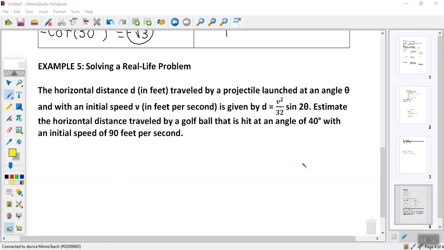It says the horizontal distance d in feet traveled by a projectile launched at an angle of theta, with an initial velocity or initial speed v in feet per second, is given by d, the number of feet, equals v squared, or feet per second squared, over 32 times the sine of 2 times theta, where theta is going to be some angle. So it says estimate the horizontal distance traveled by a golf ball that is hit at an angle of what? With an initial speed of what?